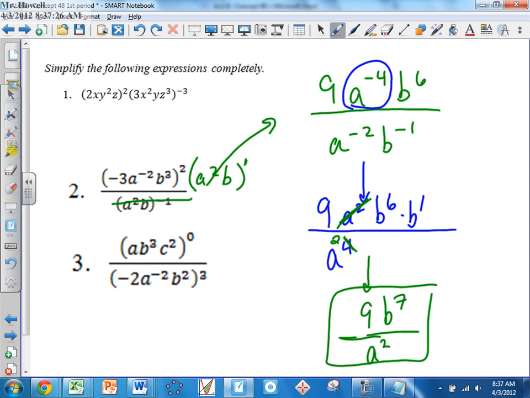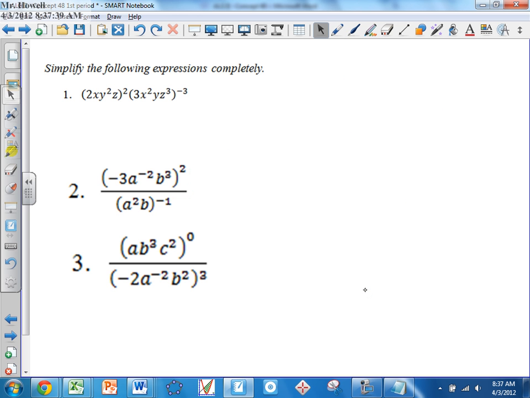But my recommendation, again, when you have powers, start by distributing the power. Start by distributing the power. Okay? Let's take a look at number 3 now.